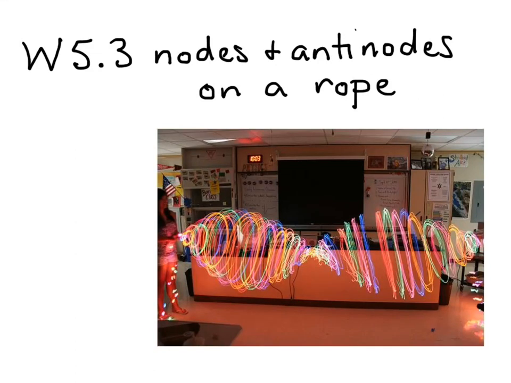W5.3. This is about interference on a rope, and in particular about nodes and antinodes. The picture, in case you're wondering what it is, if you look carefully you can see there's a student standing here holding a string of fairy lights, and another student just out of the picture over here somewhere, and they're shaking the string of fairy lights and producing this lovely, what's called standing wave.